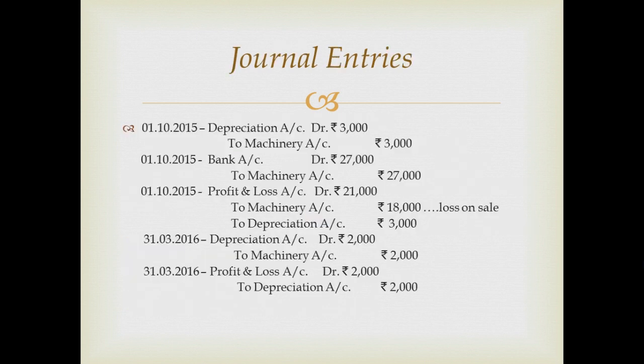Now the journal entries. On 1st October 2015, depreciation account debit to machinery account rupees 3,000. On the same date, bank account debit to machinery account rupees 27,000. For the sale, profit and loss account debit rupees 21,000 to machinery account rupees 18,000, which is the loss on sale, to depreciation account rupees 3,000.